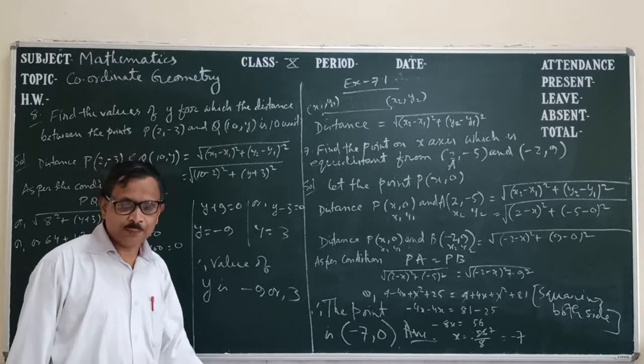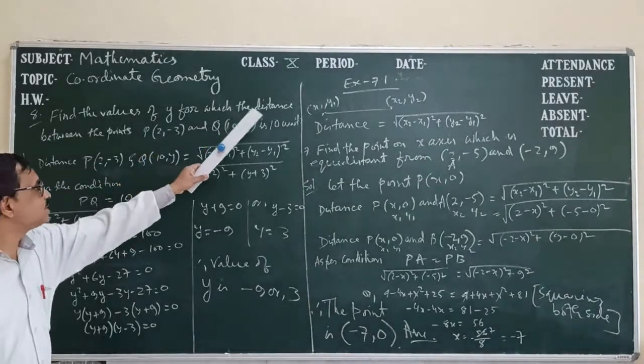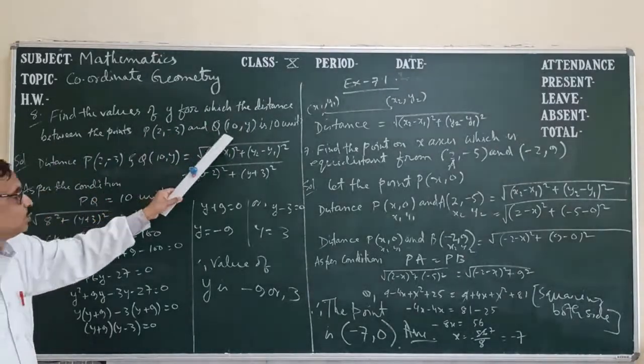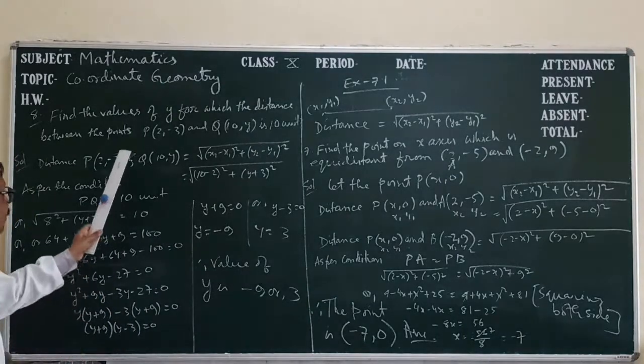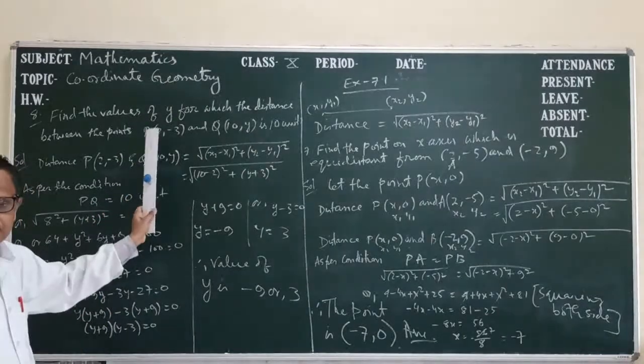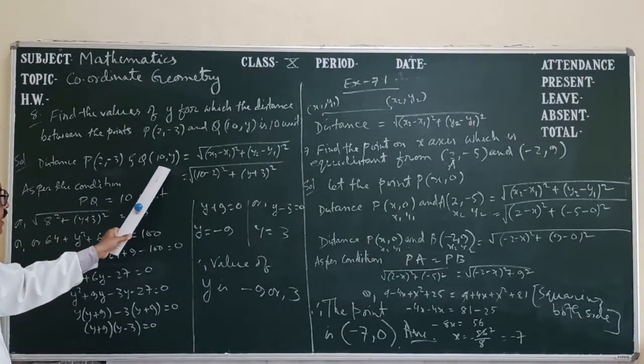Then we can come to question number 8. Find the values of y for which the distance between the points P and Q is 10. What we have to do? We have to find the value of y for which the PQ distance is 10 units. So P is this and Q is this. Then we write the formula.